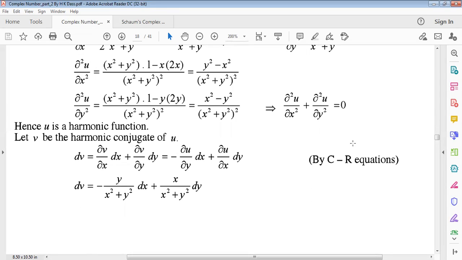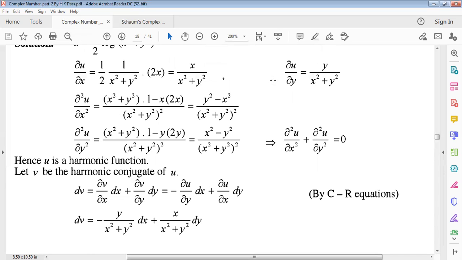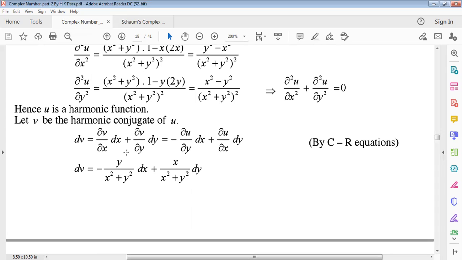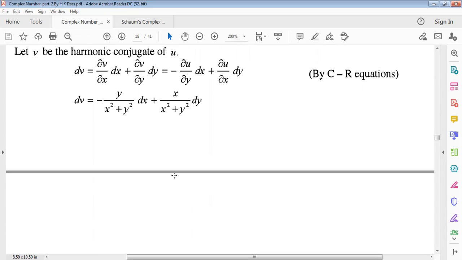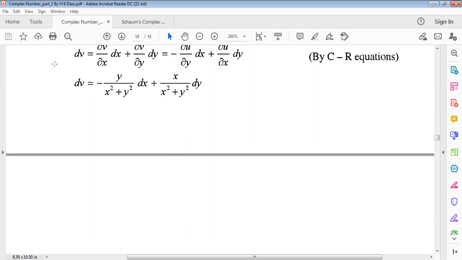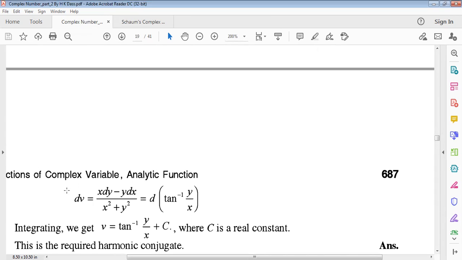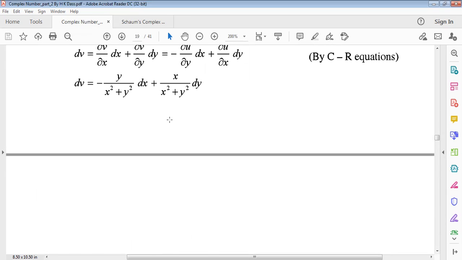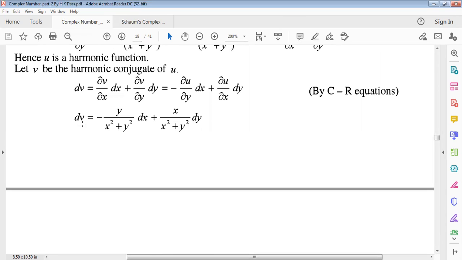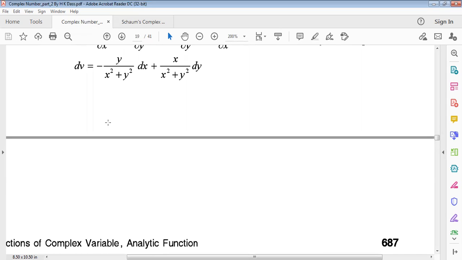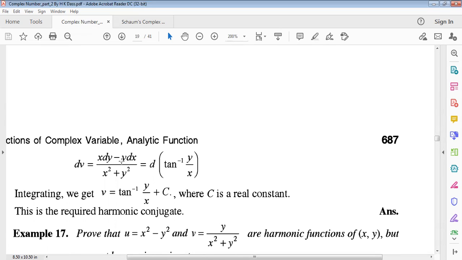The Cauchy-Riemann equations are from the previous lecture. So del u del y will be y divided by x square plus y square, and del u del x is x divided by x square plus y square. Just putting these values, this is a differential equation, with differential coefficients involved. We have to solve it by a method.